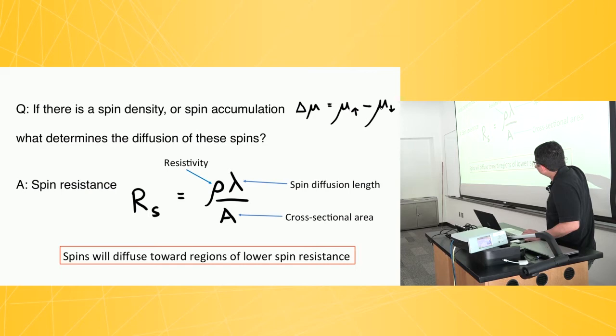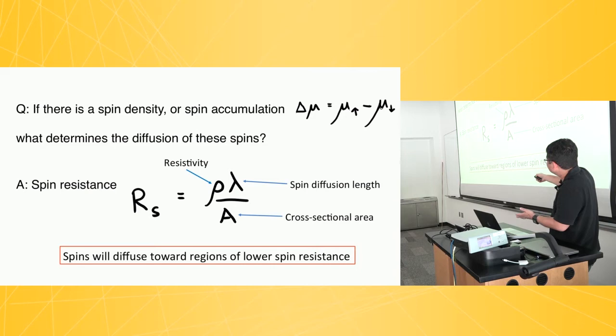This is the regular resistivity of the material, and this is the spin diffusion length, which is how far the spins would like to diffuse, divided by the cross-sectional area. So this looks like the definition of resistance, rho L over A, but instead of the length of your resistor, this is a spin diffusion length. The key idea is that the spins are going to diffuse towards regions that have lower spin resistance.